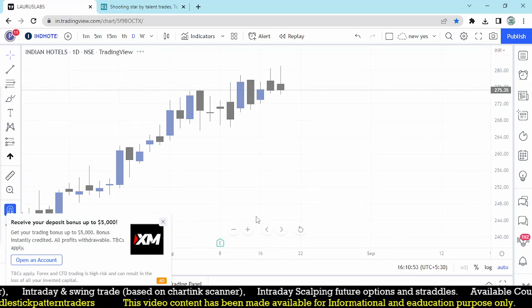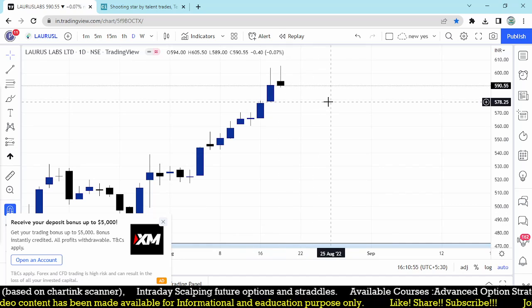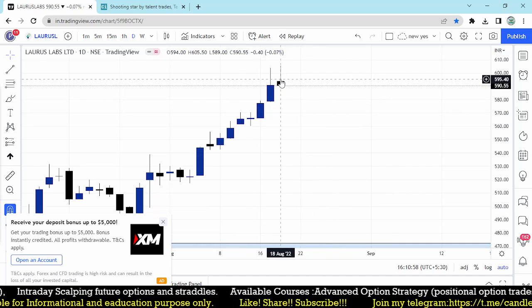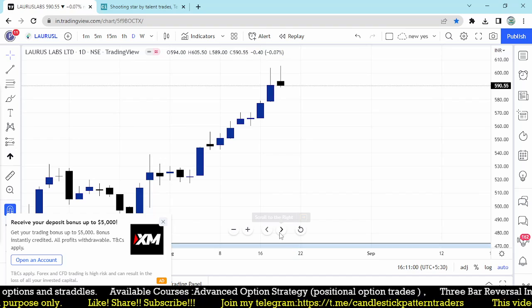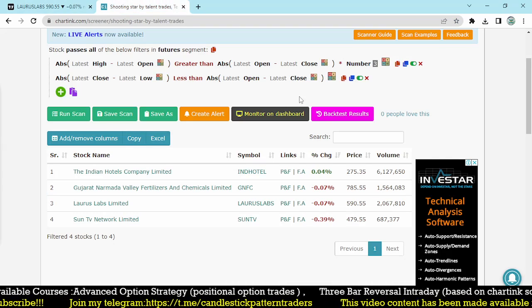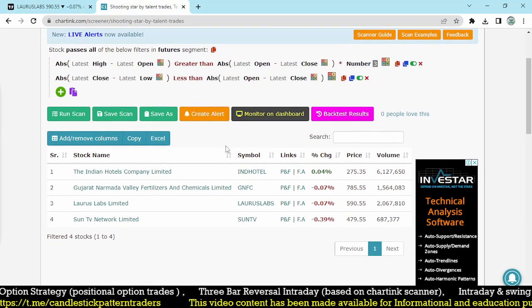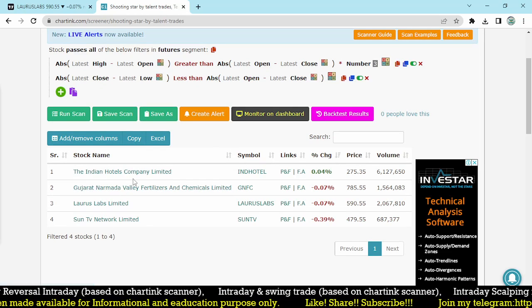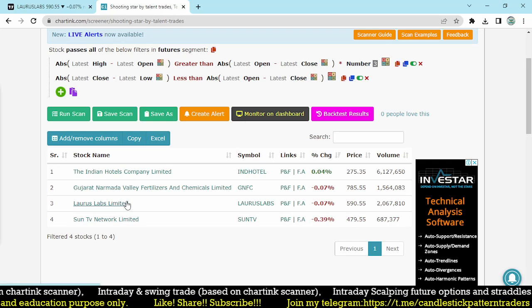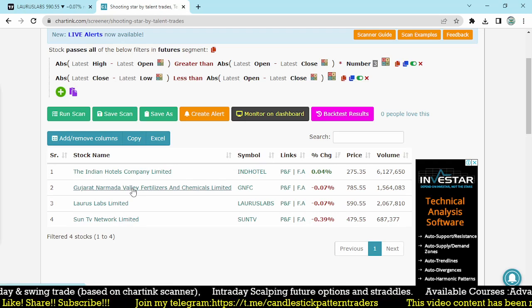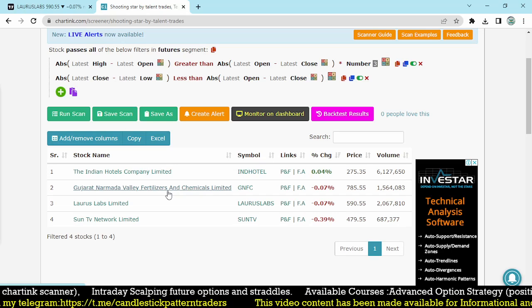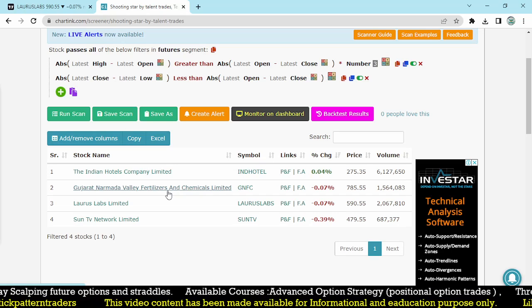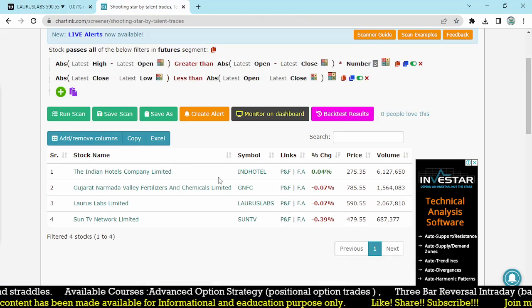Lara's Lab is also a shooting star, right? This also looks good, and Lara's Lab is also forming a shooting star kind of candle. Okay, good. So we find other stocks for tomorrow, like Lara's Lab and Hindu Hotel also be good. And Gujarat Gas, GNFC also we find out as stocks for tomorrow, right? Okay, so this will find out.